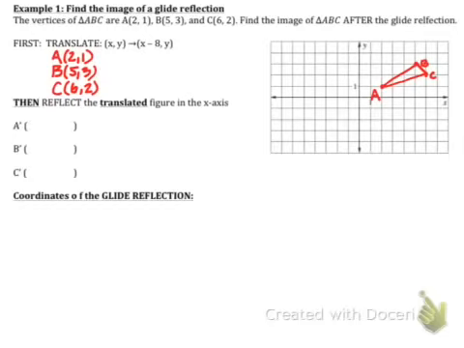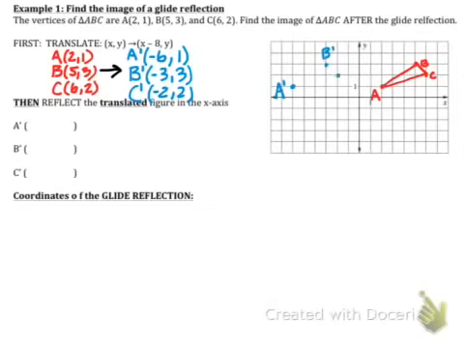So the image after we apply the rule for the translation should be A prime at (-6, 1), B prime at (-3, 3), and C prime at (-2, 2). We're just moving the entire triangle 8 units to the left. I'm going to plot those coordinates on the coordinate plane: A prime, B prime, C prime, and then connect them all.